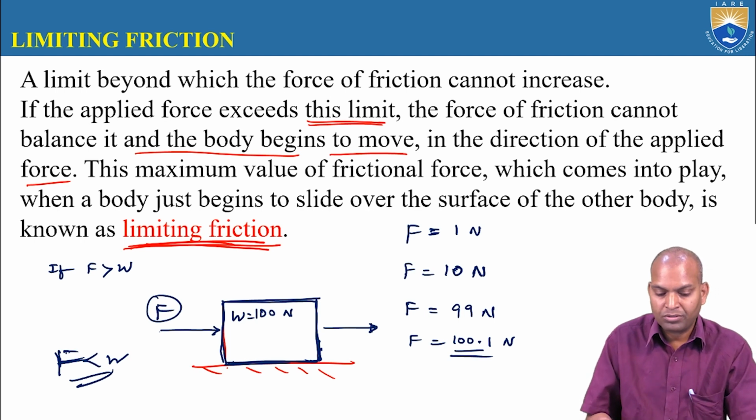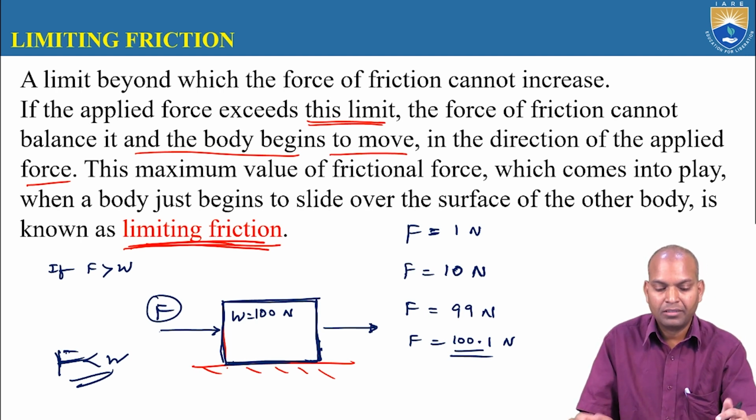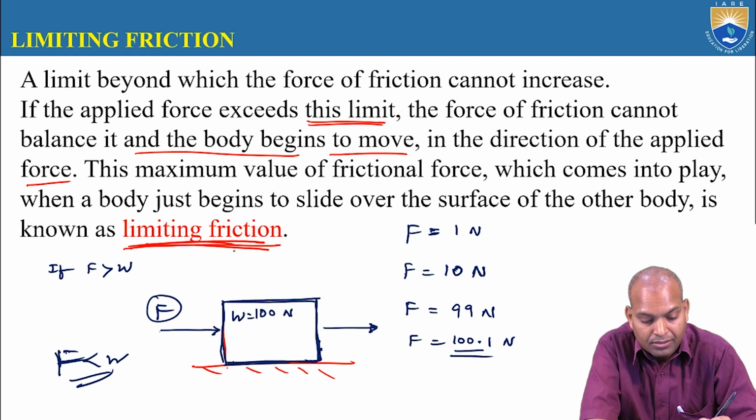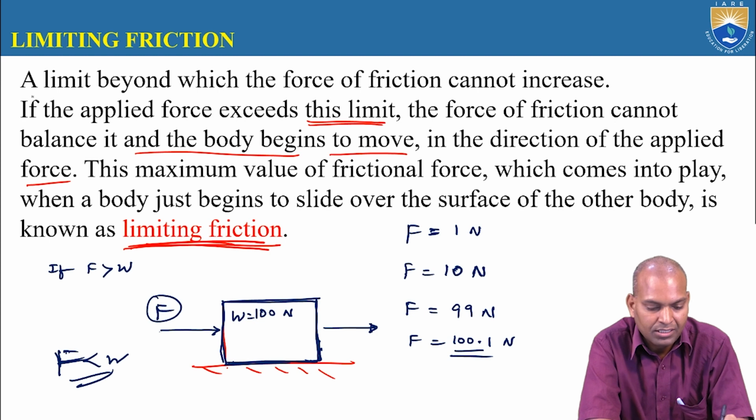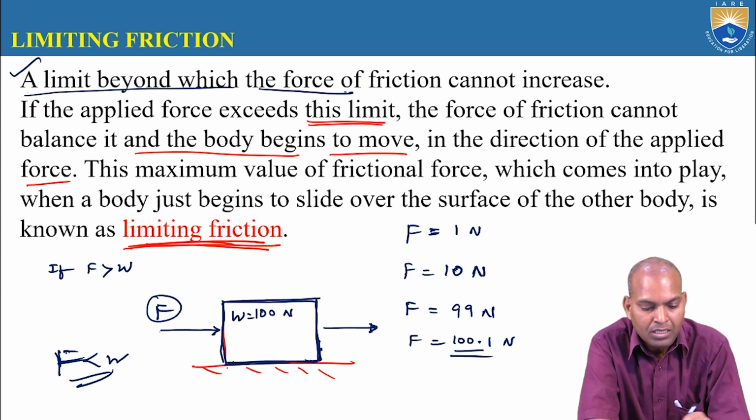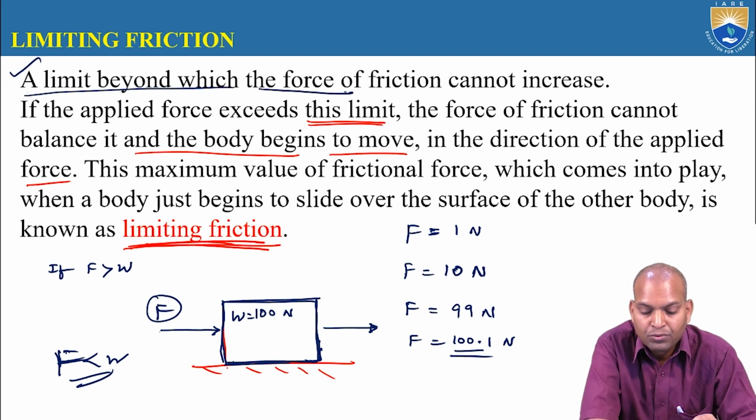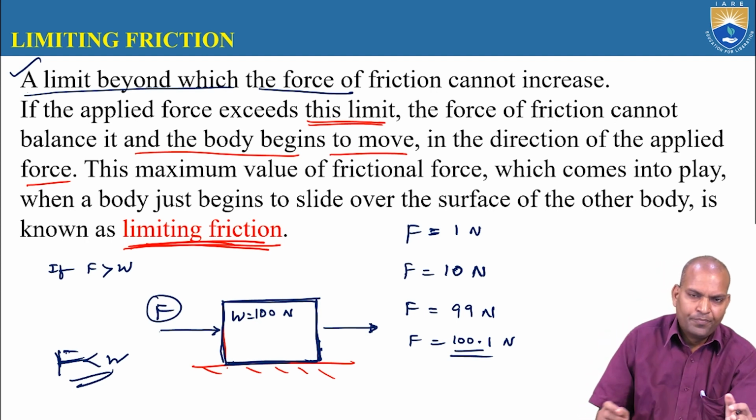Now there is one more sentence mentioned here. What is that? Here, if you see, the limiting friction is the maximum value. After that, the frictional force will decrease. The first sentence you see: a limit beyond which the force of friction cannot increase. Yes, it is very simple.